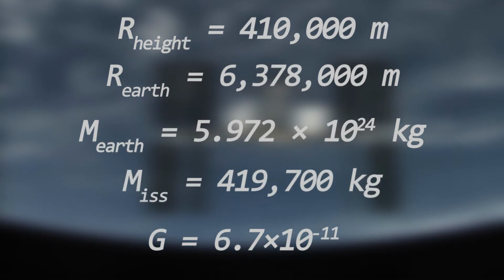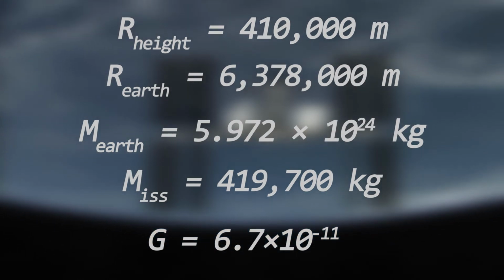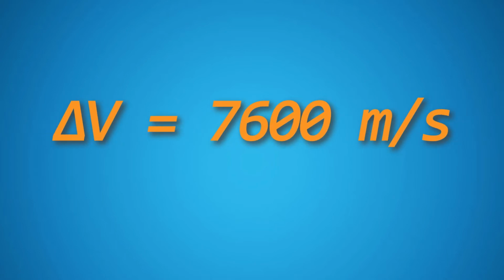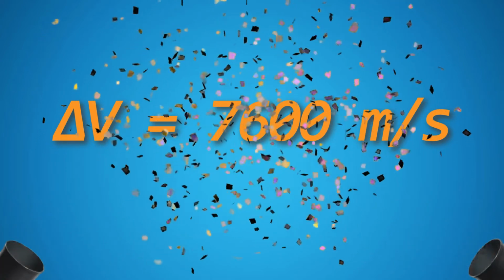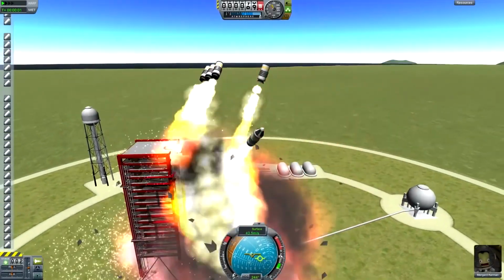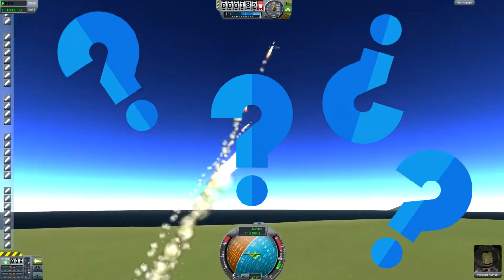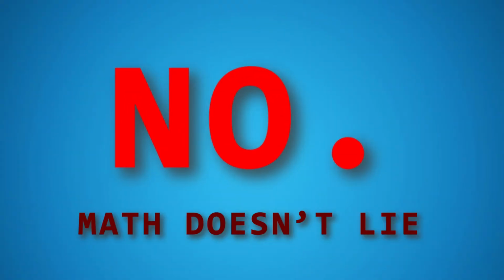Pause the video and see if you can calculate the velocity of the ISS. Don't forget the radius of the Earth. If you got anywhere around 7,600 meters per second, then you did it right. Now, you may be wondering, why did you not get it exactly right? And why were our tests in KSP not right either? Does math lie? No. Math doesn't lie. We simply didn't account for the sources of error.